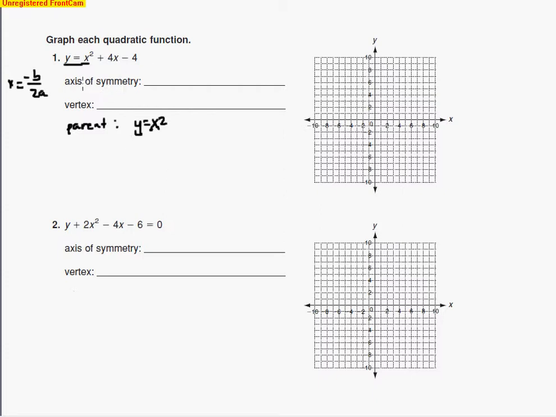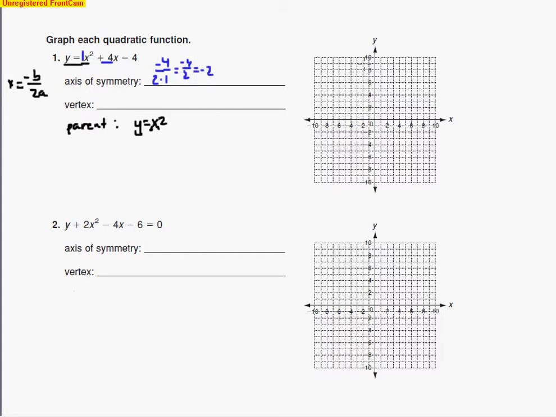First, we've got to find the axis of symmetry. Our b term is 4, but we don't want 4, we want the opposite of b. So it's the opposite of 4 over 2 times the a term. Well, the a term is 1 in this case, so 2 times 1. That makes negative 4 over 2, which just makes negative 2. So that is the axis of symmetry.